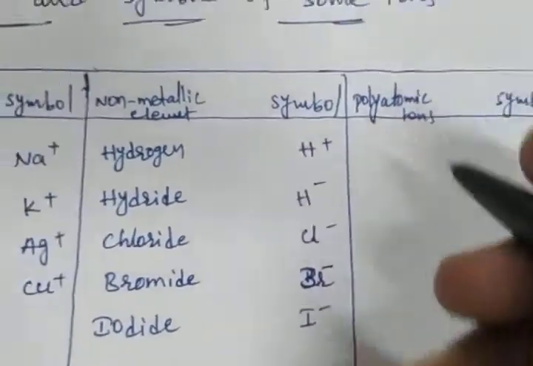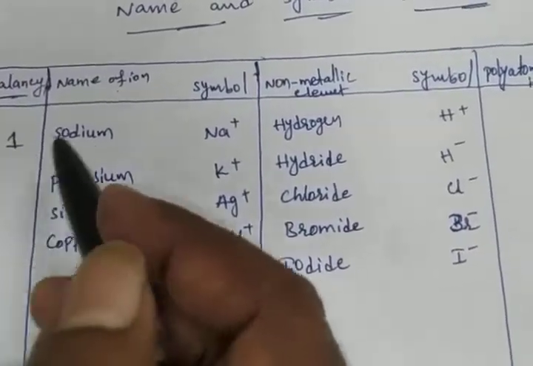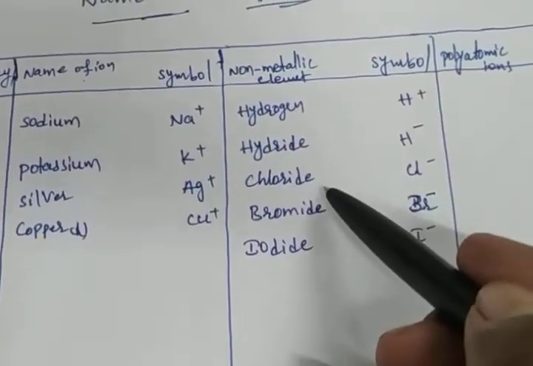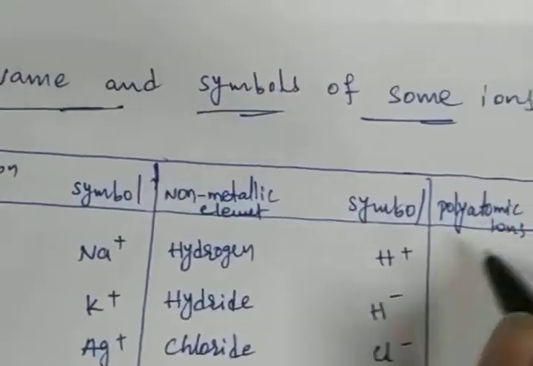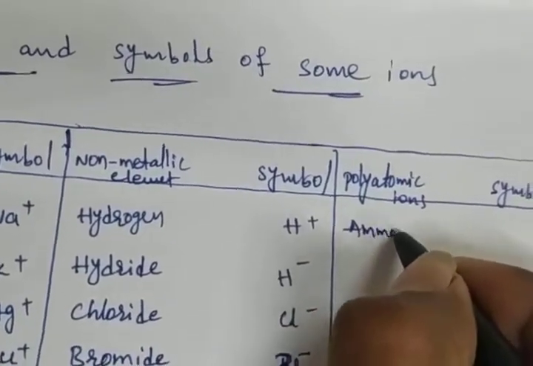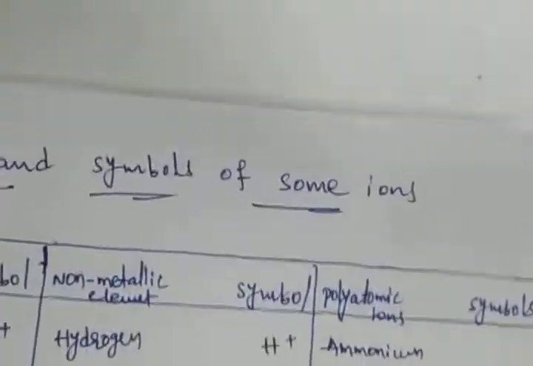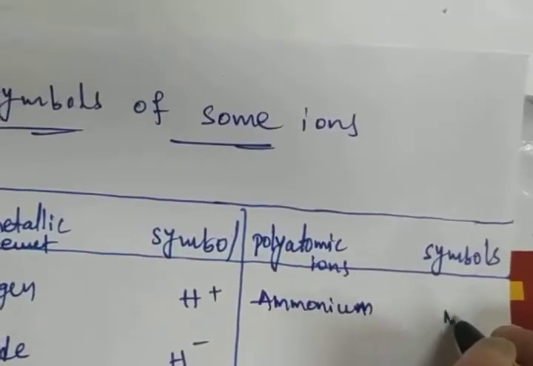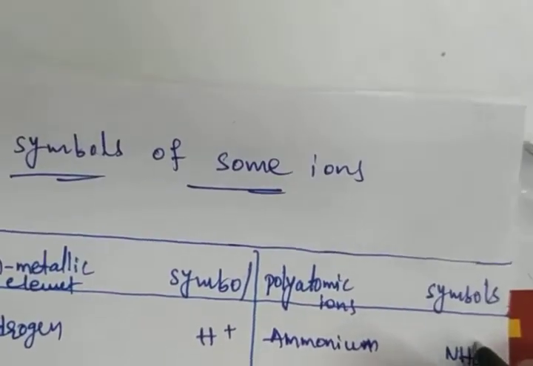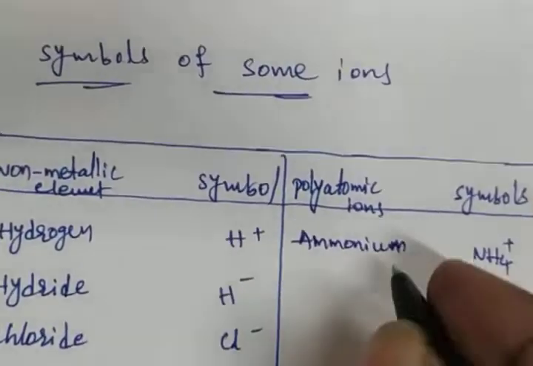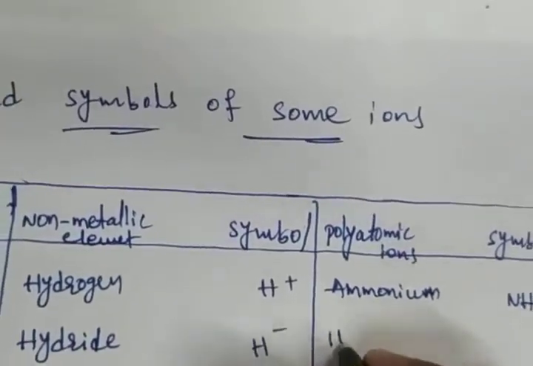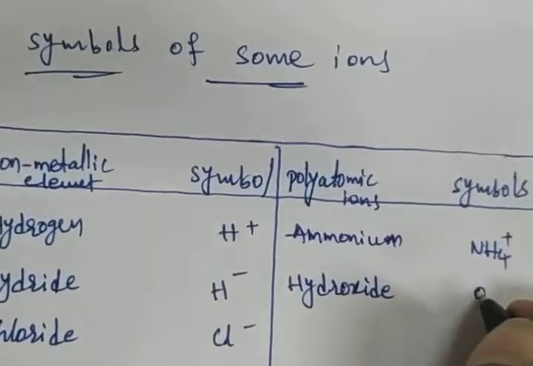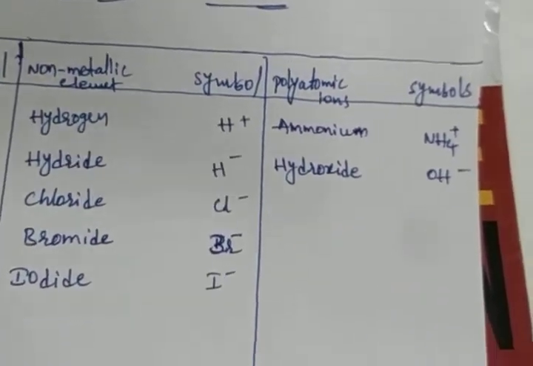Next, polyatomic ions and symbols. Their valency is also 1 only. We are discussing the valency 1 ions: some ions, some non-metallic elements, some polyatomic ions. Ammonium: what is the symbol? Ammonium is NH4 plus. And hydroxide is OH minus.